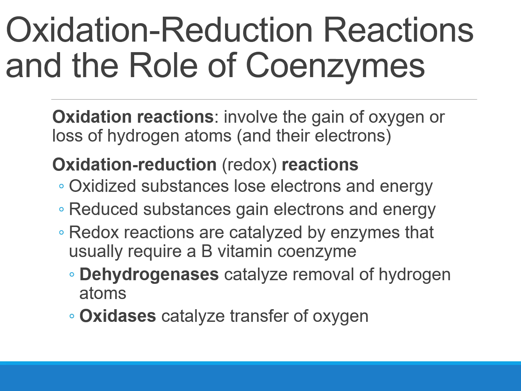Oxidation-reduction reactions and the role of the coenzymes. Oxidative reactions involve the gain of an oxygen or the loss of a hydrogen atom, as well as their electrons. Oxidation-reduction reactions, or redox reactions, involve oxidized substances that lose electrons and energy and reduced substances that gain electrons and energy. Redox reactions are catalyzed by enzymes, and they usually require a B vitamin coenzyme.